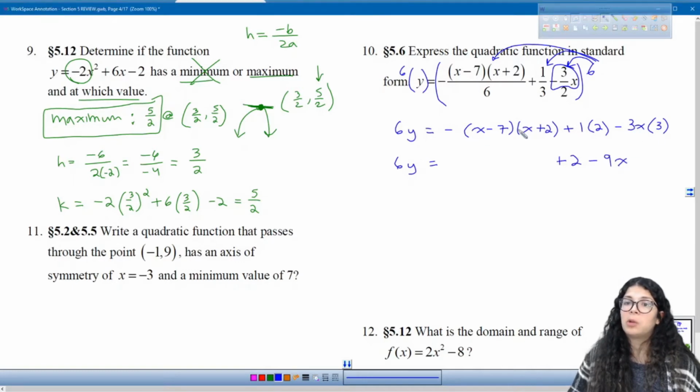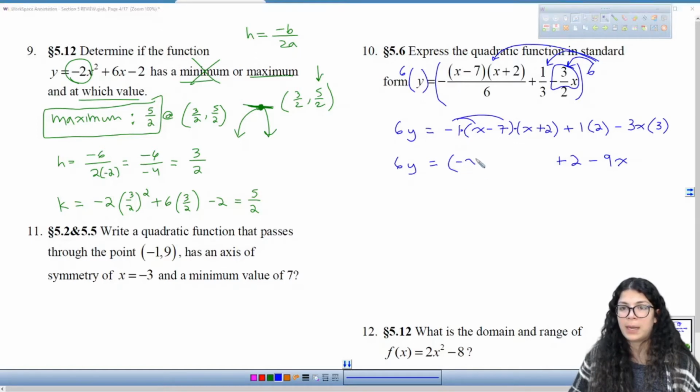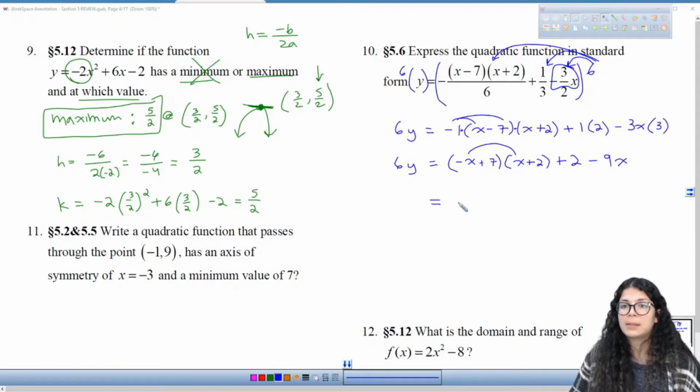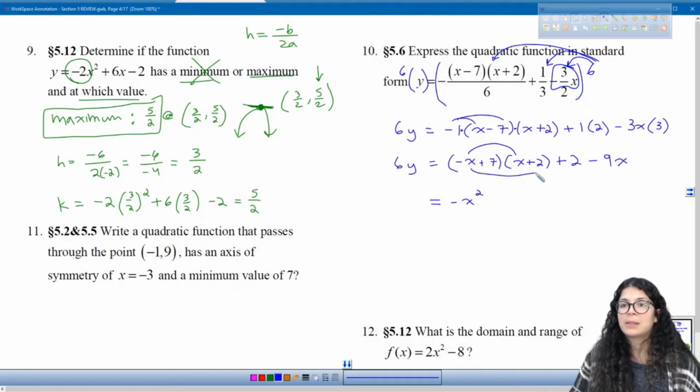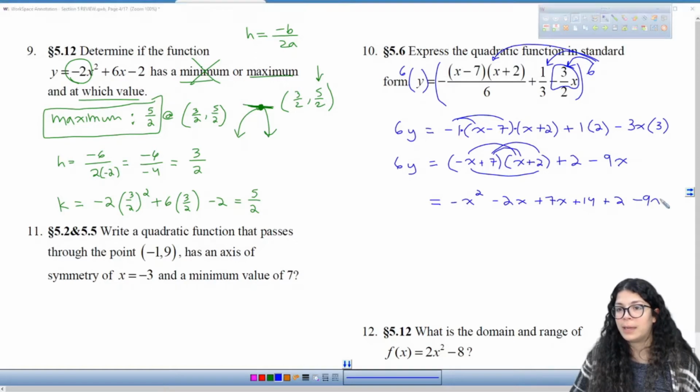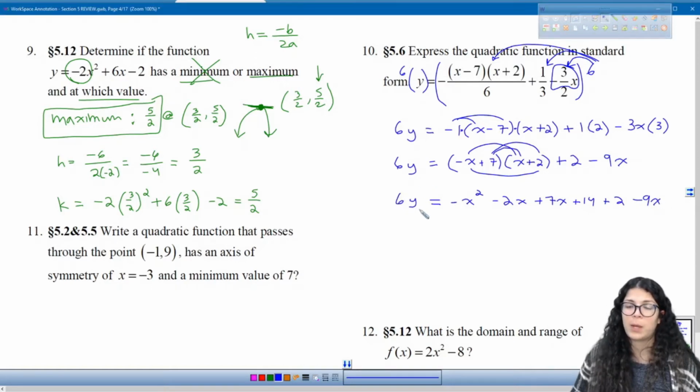We also are going to need to multiply these 3 things together, right? Negative 1 times this, also times this. So we need to multiply one thing at a time. Let's first distribute the negative 1, so we get negative x plus 7. And we need to multiply that with x plus 2. So now we can multiply negative x times x is negative x squared. Negative x times 2 is negative 2x. 7 times x is 7x, and 7 times 2 is 14. Bring down your positive 2 and bring down your negative 9x. Bring down your left side, 6y.